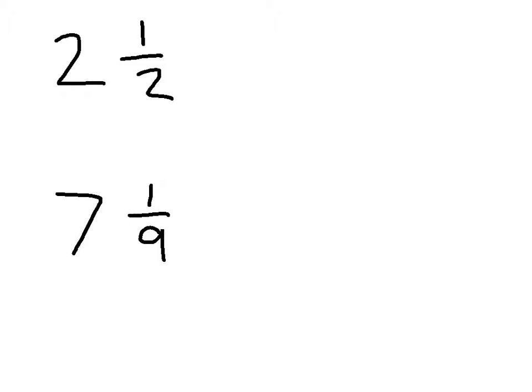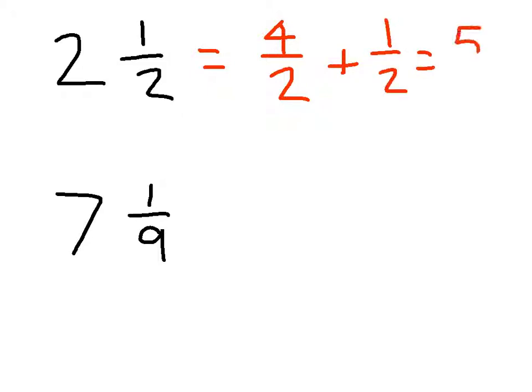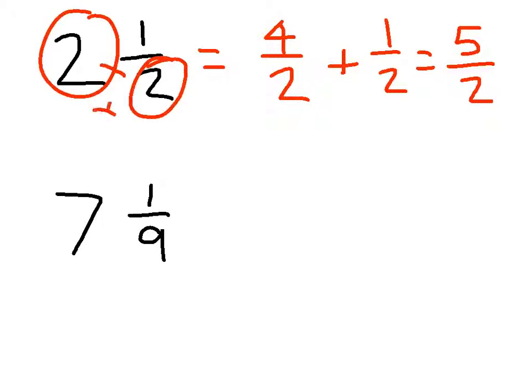Right, first up, 2 and 1/2 into an improper fraction. Basically, 2 is the same as 4 halves and the 1 half that we already have. So the answer is 5 halves. Or another way of working that out, 2 times 2 gives us our 4 halves plus the extra half.